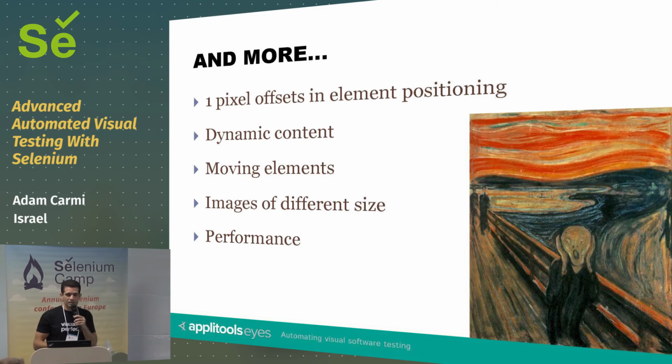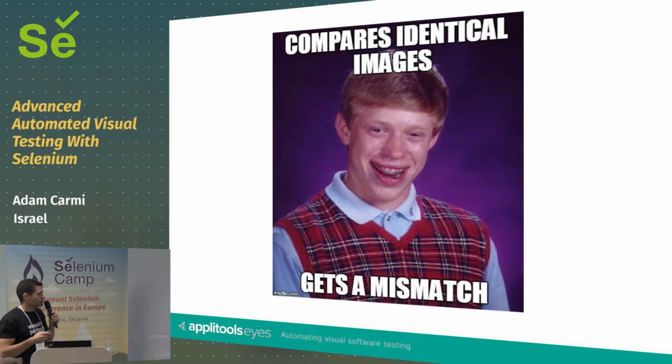You need to deal with dynamic content such as dates and usernames and ads and all of that. There are moving elements like animation and maybe like the upgrade account that we saw that is moving. You need to be able to compare images of different size, and also the algorithm has to be very, very fast so our test won't take forever to run. And of course, there are those that no matter what they do, they always get mismatches.